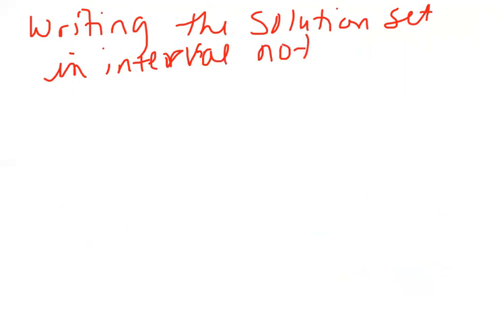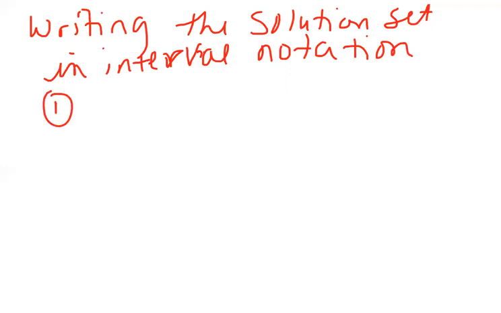Now, when we're writing solution sets in interval notation, we are simply expressing the solution set to an inequality. Essentially, we're taking the information off the number line and rewriting it without the number line. So, there are two rules that govern interval notation.